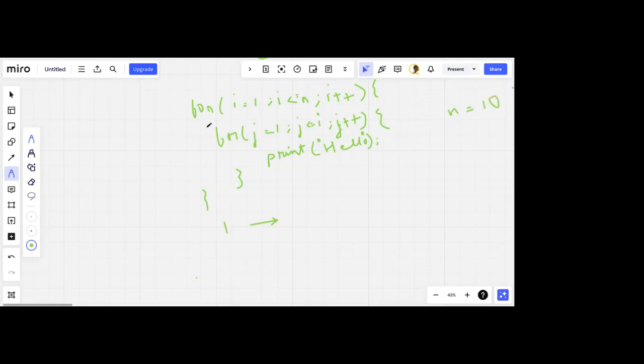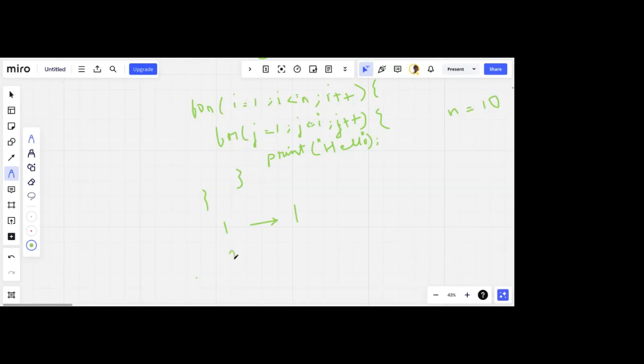Let's say when i is equal to 1. So how many times will this hello be printed? One time, right? So i equal to 1, i less than equal to 10. It goes inside the loop. For j equal to 1, j less than equal to i, which is 1, j plus plus. So it will only print one time, right?